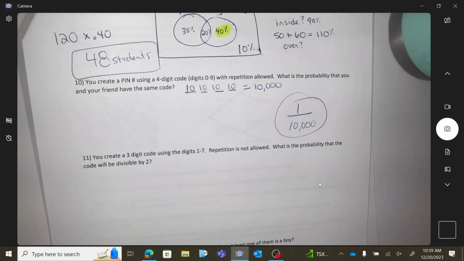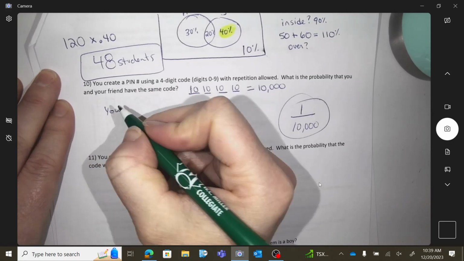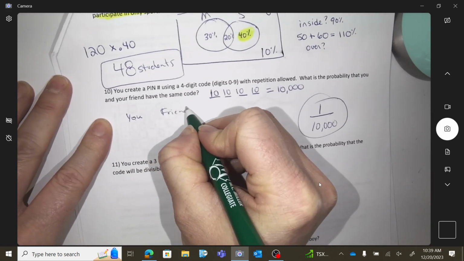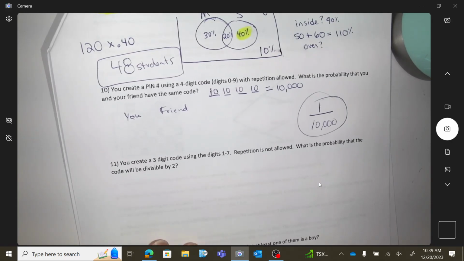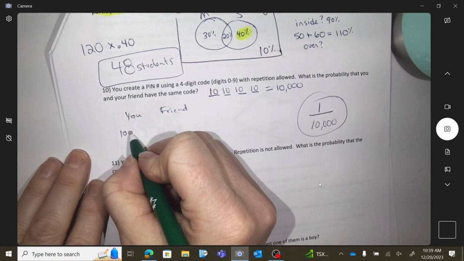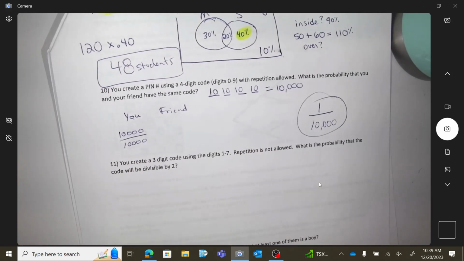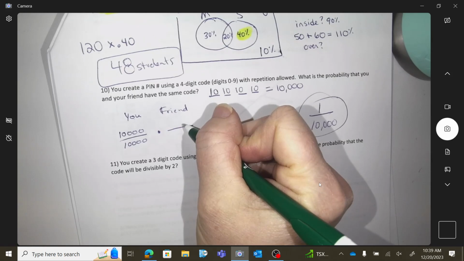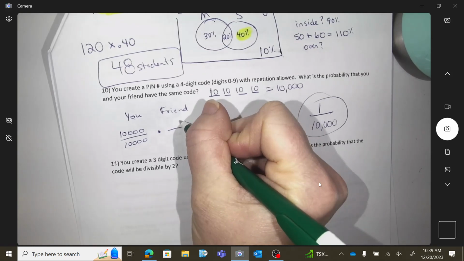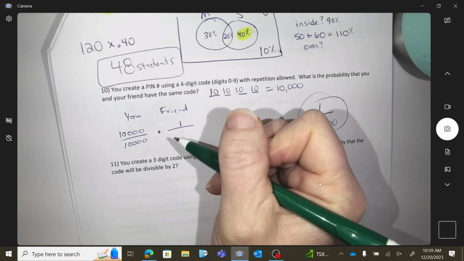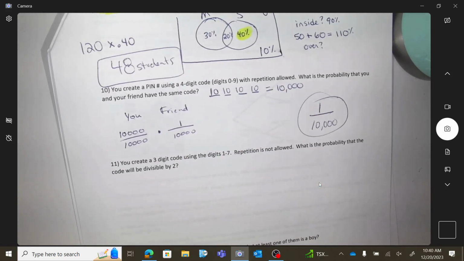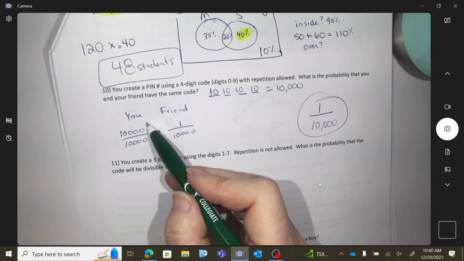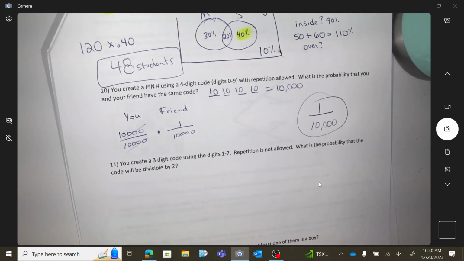Okay, so should I think about that differently? I'll show you kind of why it's like that. So you can pick any code, right? You can pick anything out of the 10,000. But how many options does your friend have? Just one, because they have to pick the same one that you did. Okay, and then, wait, there's just a cancel on that.